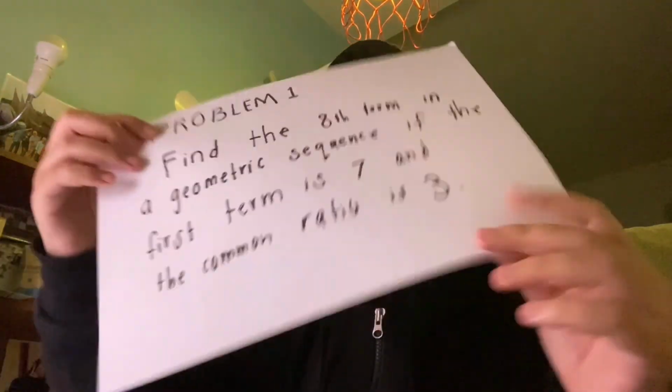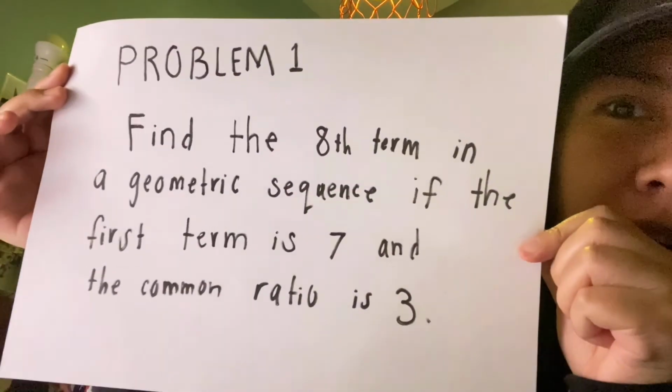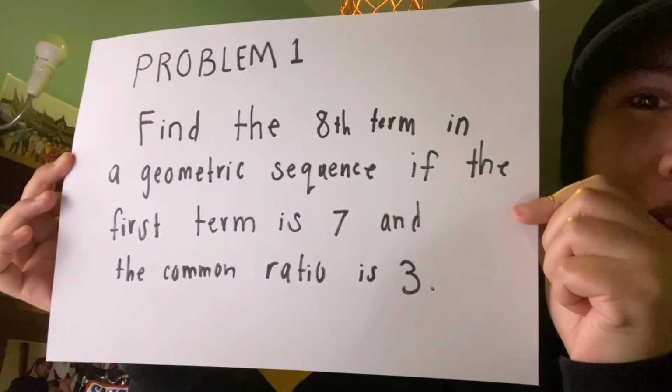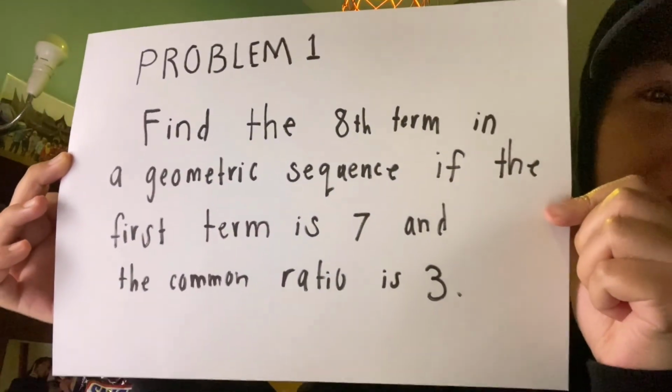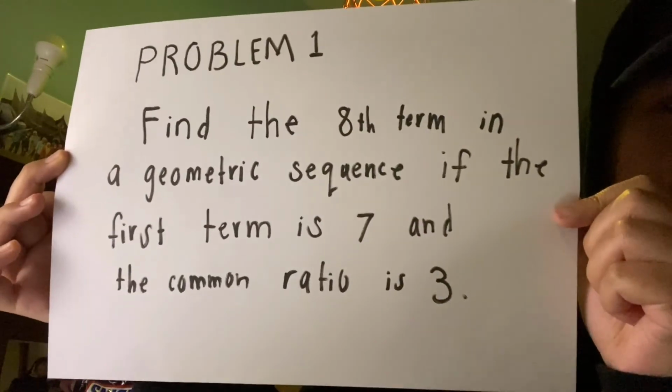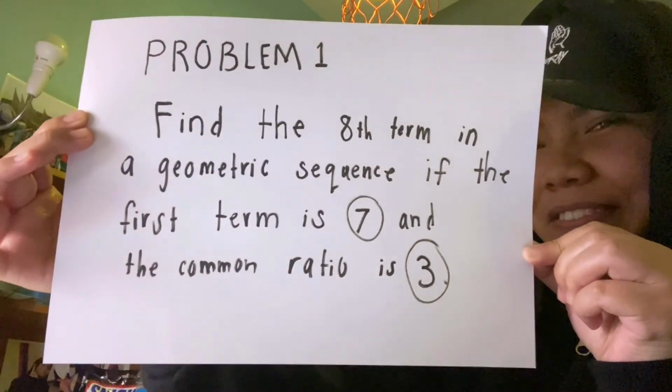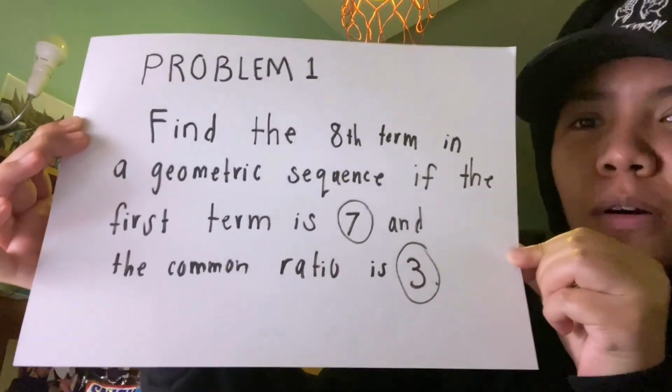Okay, done. So the thing that I wrote here is actually problem 1. Find the 80th term in a geometric sequence if the first term is 7 and the common ratio is 3. So for this question, what has it already given us? The first term is 7 and the common ratio is 3. This is very straightforward because it has provided everything. Might be easy. So let's look at the working.